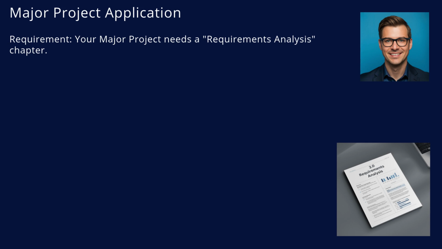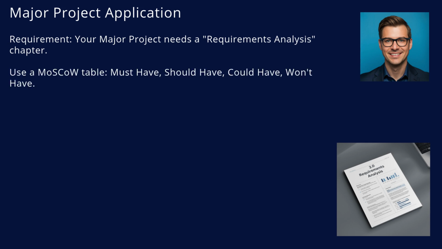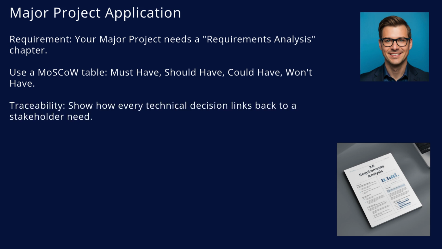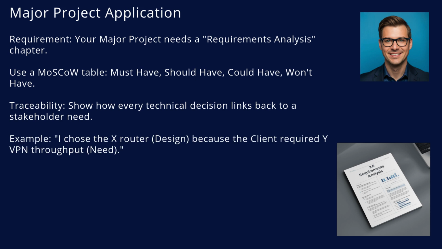You need a requirements analysis chapter. Use a standard framework like MoSCoW, must have, should have, could have, won't have, to prioritize the needs you collated. Crucially, show traceability. In your design section later, link back to this. Write, I selected the Cisco router because it supports the 500 megabits per second VPN throughput identified as a must-have requirement in section 2. This proves that your design is purposeful and driven by business needs, not just random choices.